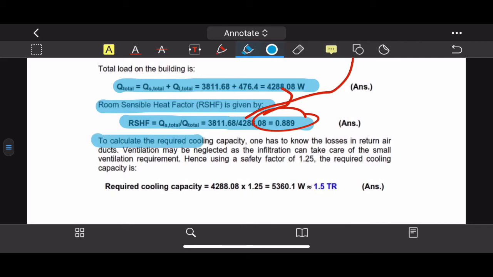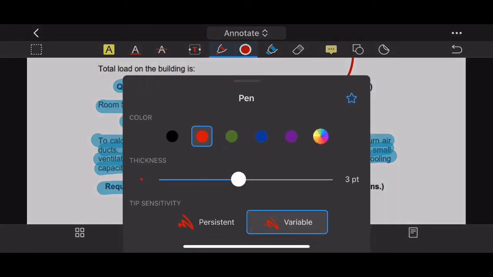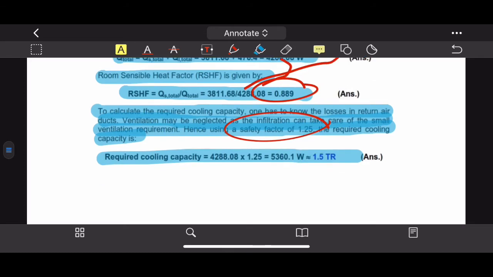To calculate the required cooling capacity, one has to know the losses in the return air duct. Ventilation may be neglected as infiltration can take care of the small ventilation requirement. Using a safety factor of 1.25, the required cooling capacity is 5360.1 watts or 1.5 TR. The 1.25 safety factor is used by the industry to provide a margin without overloading the calculation.